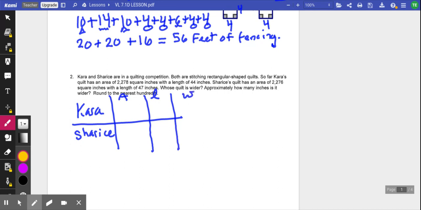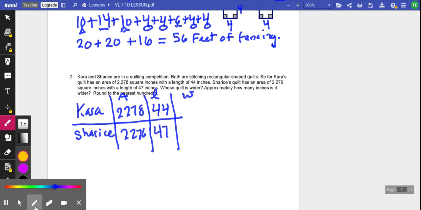Okay, so y'all just read one time, figure out what is it even talking about, what do you need to organize. All right, and then I reread. First sentence is just context. Okay, second sentence, still context. Third sentence, we have some of Kara's information. We've got her area is 2,278, and we have her length is 44. Okay, next sentence, we have Charisse's area, 2,276, and we have her length is 47.